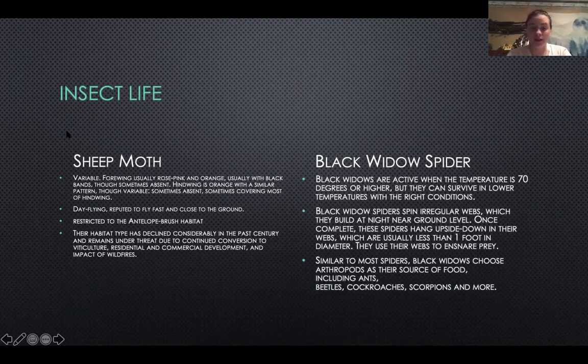They're considered endangered since 2015. This is due to the continued conversion of habitat to viticulture, residential and commercial development, and the impact of wildfires.